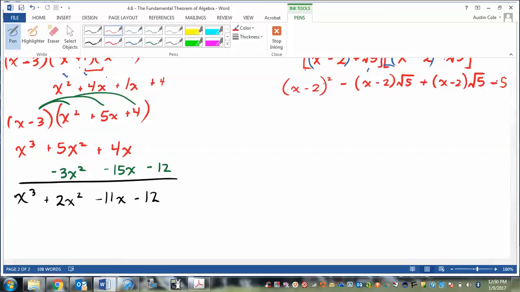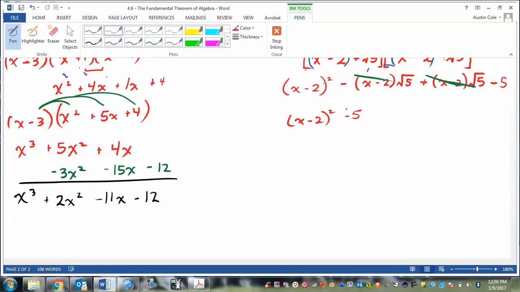Now, it looks really ugly right now. What do we notice here in the middle? I've got a negative something and a positive something. They're going to go away. That cancels with that. So what do I have left? I have x minus 2 squared and minus 5. It will always cancel like that.